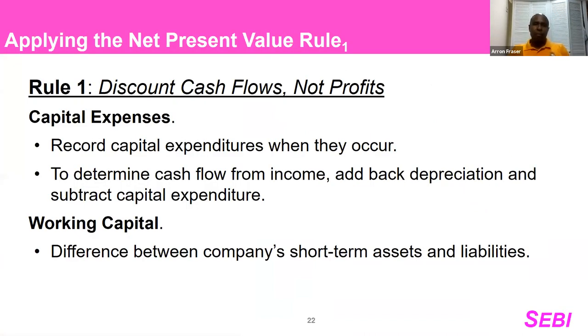So rule one, when applying the net present value rule, we only discount cash flows and not profits. So remember, cash flows, not profits. If we're given financial statements, an income statement, there are items included in the income statement that are not cash, for instance, typically depreciation. That's not a cash flow. You may be given an income statement that says revenue is so much, but you would have sold a certain percentage on a cash basis and the other on credit. So you will adjust for things like that.